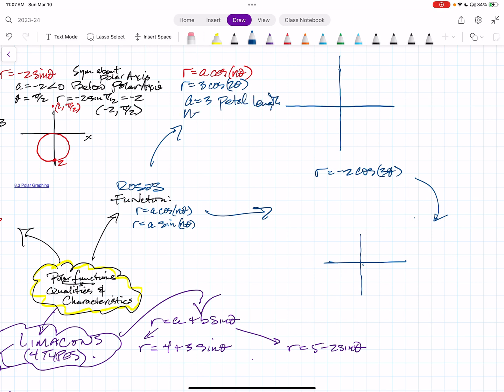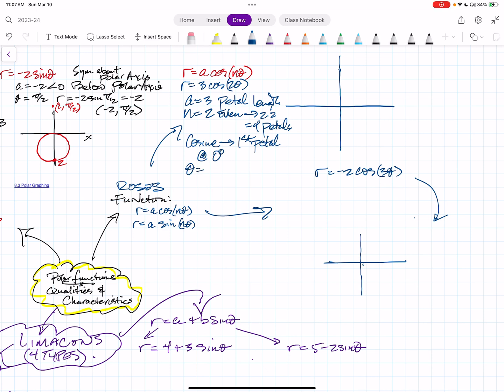Okay, and n is 2, and guess what? 2 is even, and that tells you that you have 2 times 2, or 4 petals total. Okay, all length 3. And there we go. And then here, since it's cosine, that tells you that the first petal starts at 0 degrees. So if you substitute that in, okay, so let's do that.